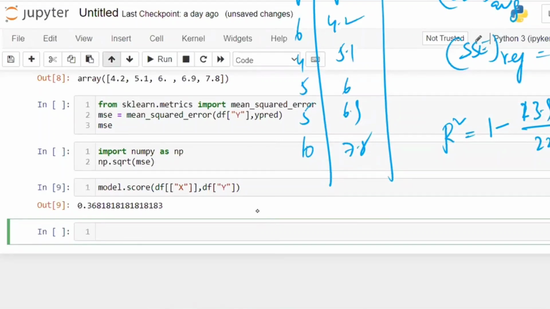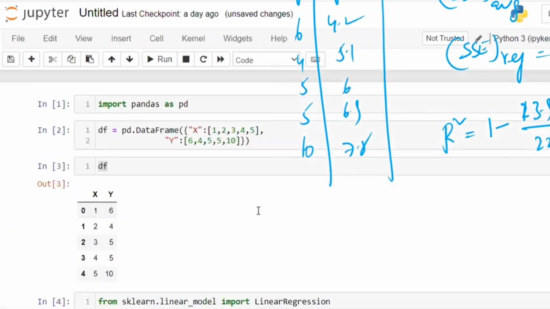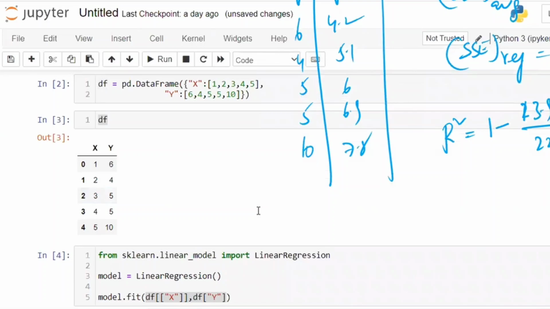The relation between these two, with 36% only you can predict. You can't predict 100% accurately. The data is not supporting this. How can we get the values? For example, let me write like this.